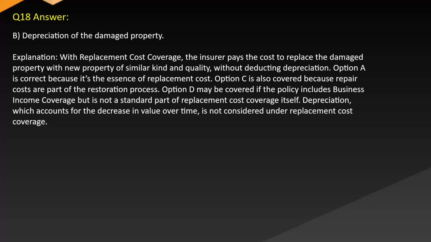Option C is also covered because repair costs are part of the restoration process. Option D may be covered if the policy includes business income coverage but is not the standard part of replacement cost coverage itself. Depreciation, which accounts for the decrease in value over time, is not considered under replacement cost coverage.